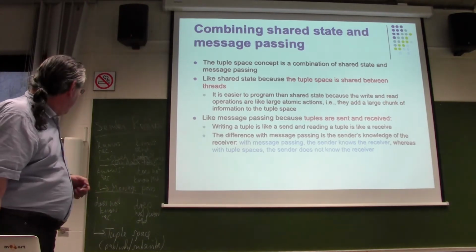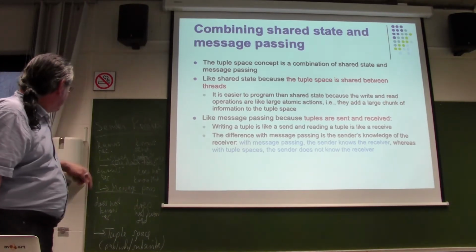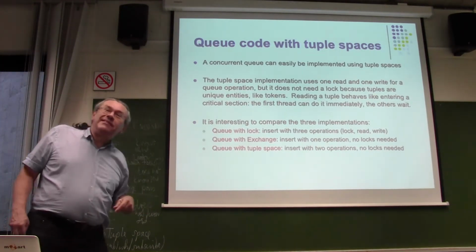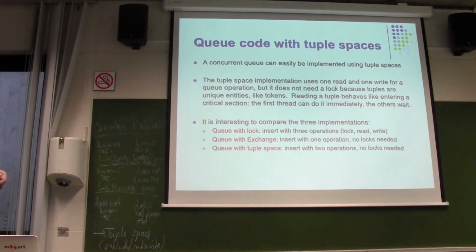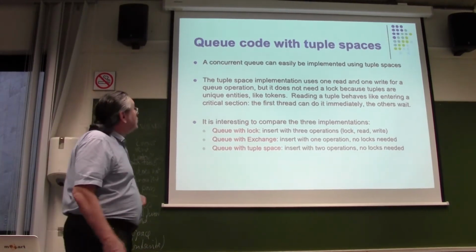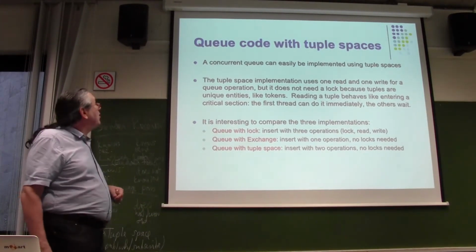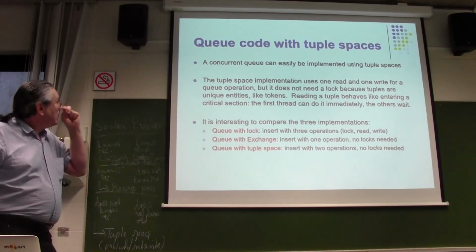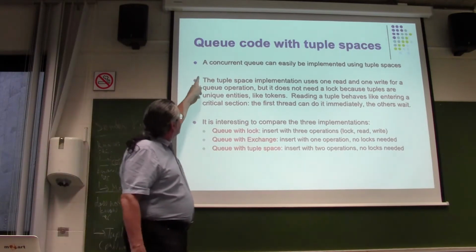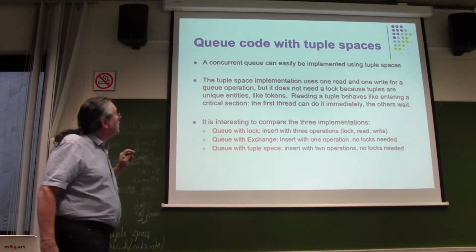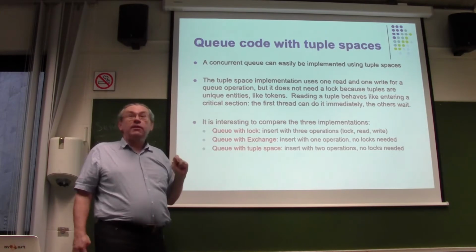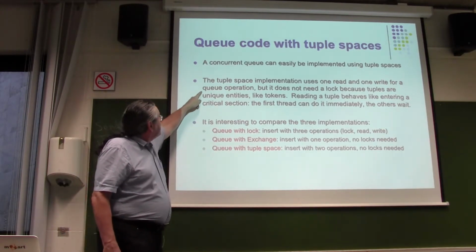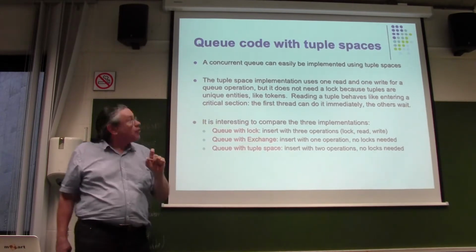Let me show you now some code for this. I hope you can read my writing there. The queue, remember the queue we did? We did it with locks last time. We also did it with exchange, the concurrent queue. I'm going to show you a third one now with tuple spaces. You can easily implement a concurrent queue using tuple spaces, and you do not need a lock. You don't need a lock. The tuple space, it's very easy for the queue.